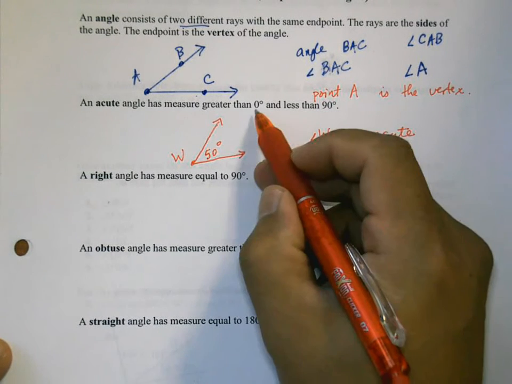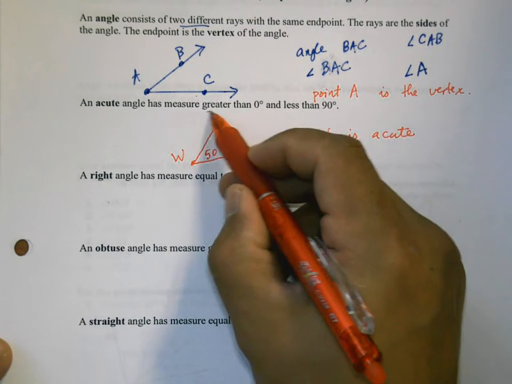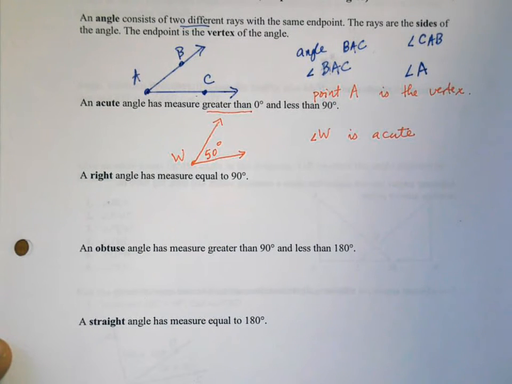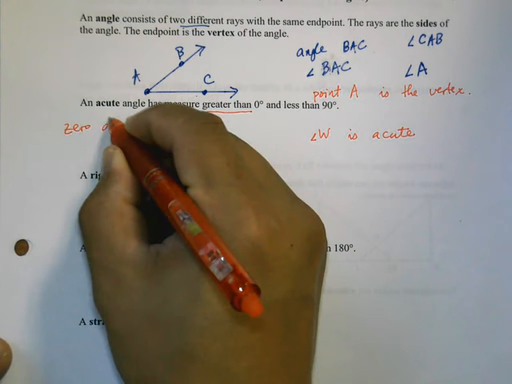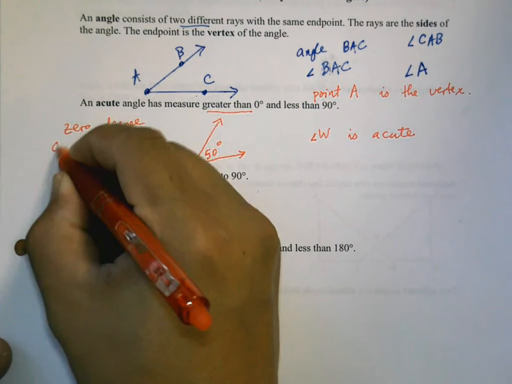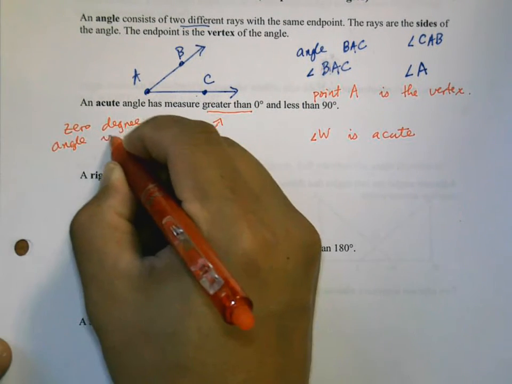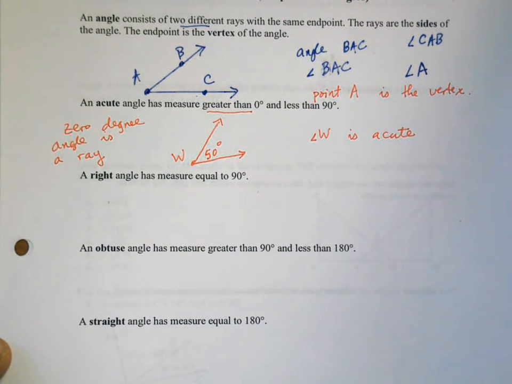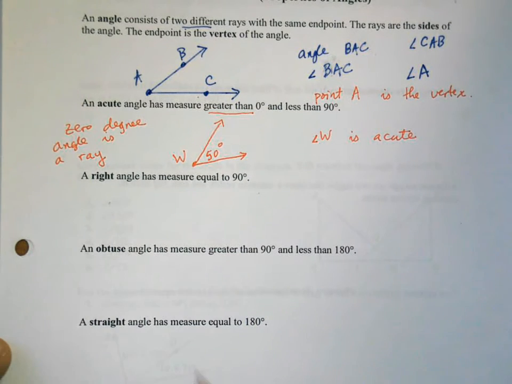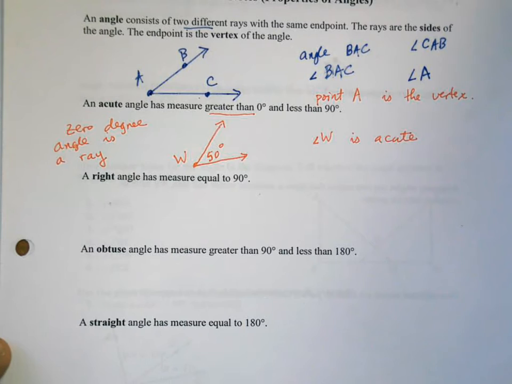And it's got to be greater than 0 degrees. If an angle is 0 degrees, it's just a ray. So it's not acute if it's 0 degrees. A right angle has a measure equal to 90 degrees.